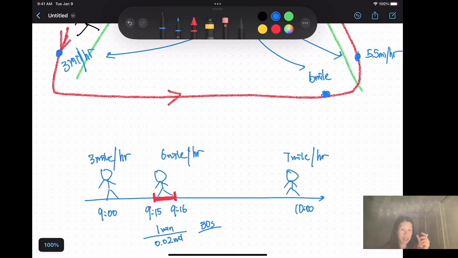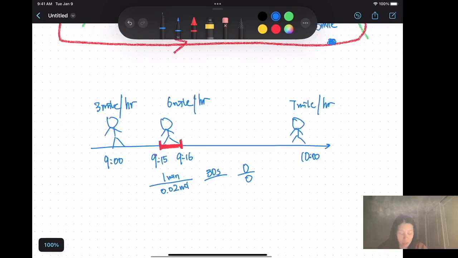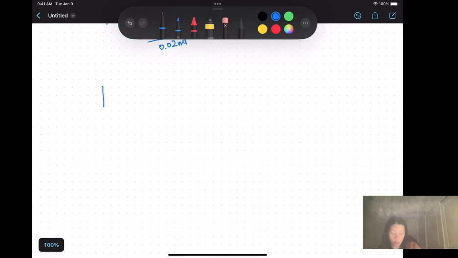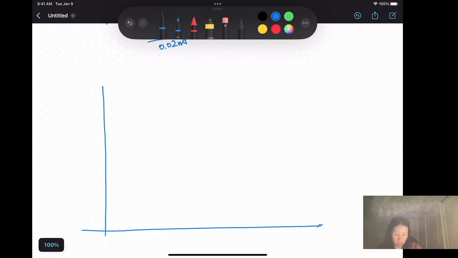instantaneous speed. But if we're getting smaller and smaller, we will end up getting 0/0, which may make no sense. So in this case, what we can use is the tangent line. So think about, here's you running. The x-axis is the time that you spend. You're starting at 9 o'clock and ending at 10 o'clock. And this is the distance that you run in miles. This is 1 mile, 2 miles, and totally it's 5 miles.